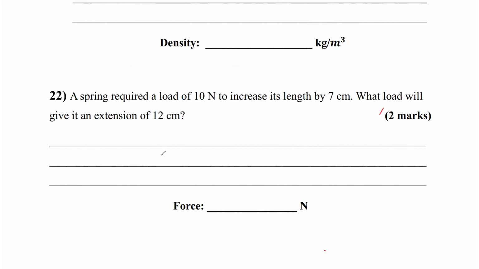The first thing is you have to know what is given. A spring requires a load of 10 Newton to increase its length by 7 centimeters. So remember, F1 is equal to 10 Newton. Increase in length means that X1 is equal to 7 centimeters. This is given. What load is asked? It means they are talking about F2, so you have to find the value of F2. Here the extension is 12 centimeters, so X2 is 12 centimeters.